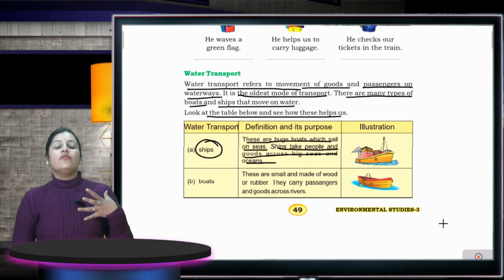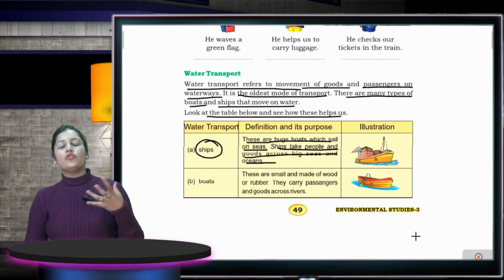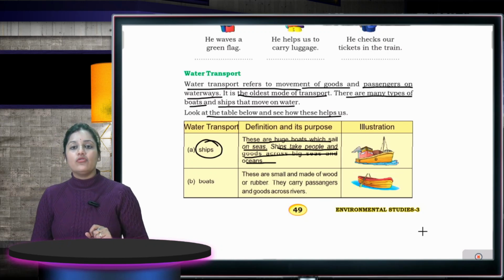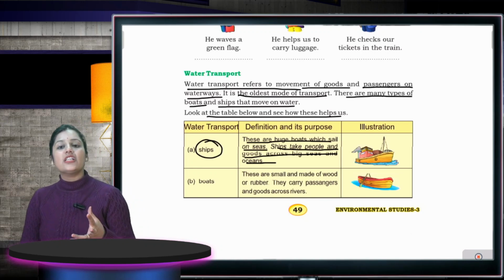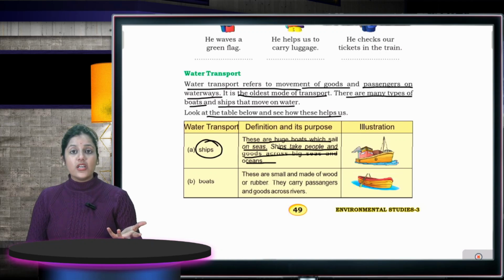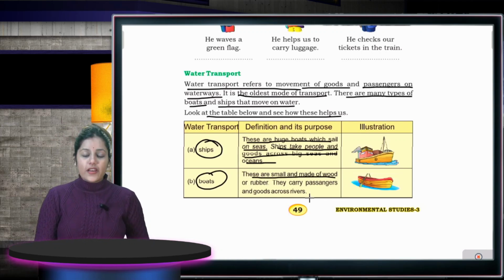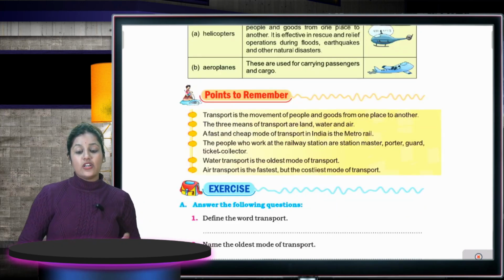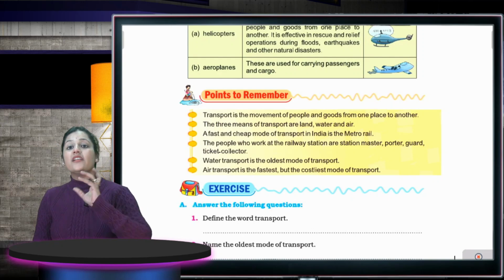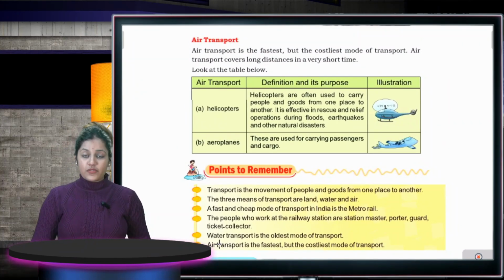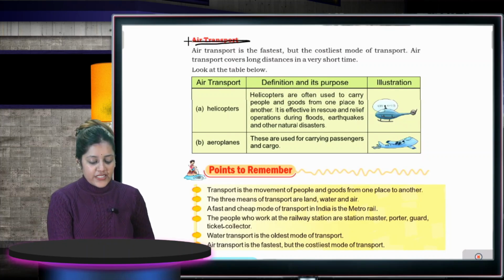When we want to go from one country to another by way of water, the most usual is a ship. Next is boat. These are small and made of wood or rubber. They carry passengers and goods across rivers. So when we travel from one place to another across a river, what do we use? We use a boat.